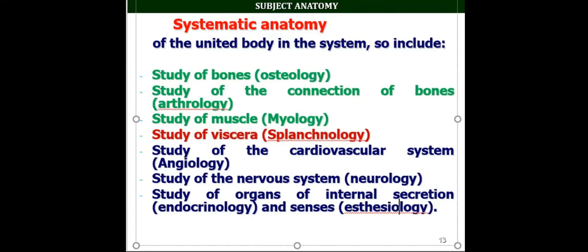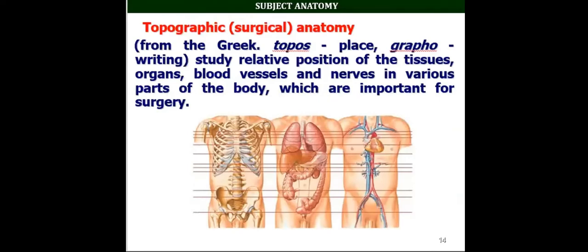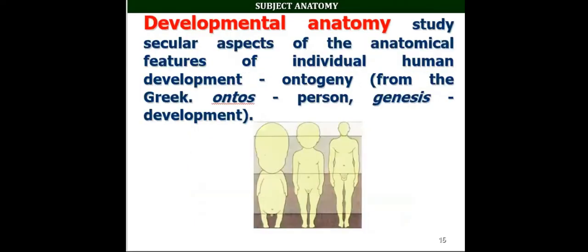In the future, you may be different specialists: neurologist, endocrinologist, esthesiologist, angiologist, and others. Topographic or surgical anatomy, from the Greek topos, place, and graph, writing, is the study of the relative position of the tissues, organs, blood vessels, and nerves in various parts of the body, which are important for surgery. Not only surgery, but the main part is surgical.